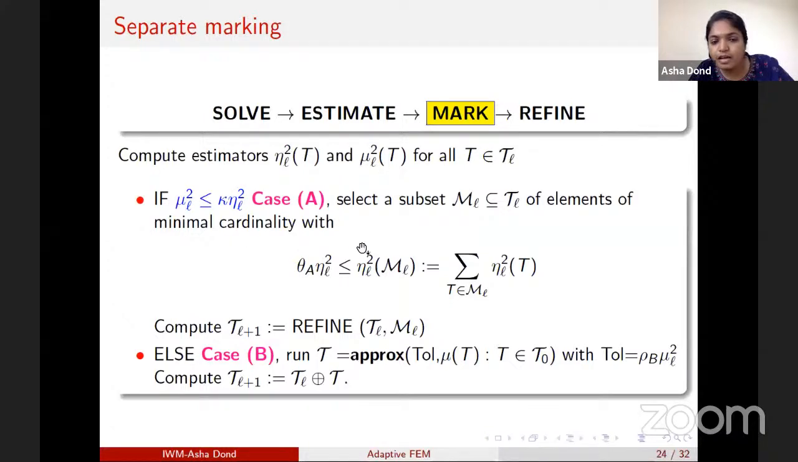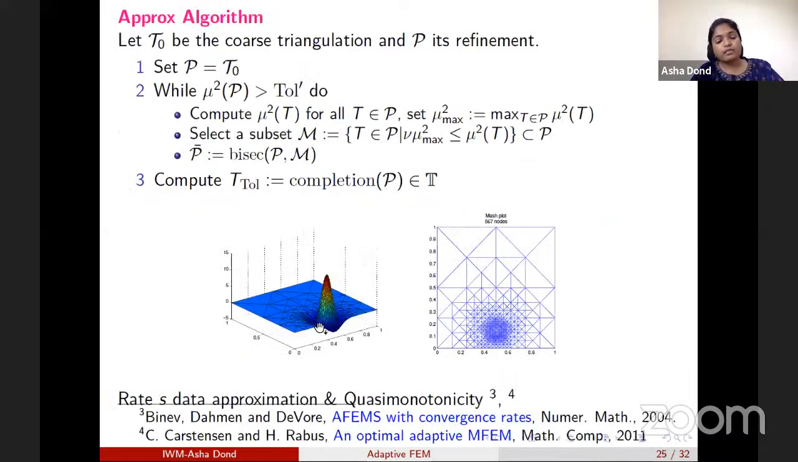If the estimator is large, then just refine according to the estimator. But if your data approximation is large, meaning your data is not properly approximated by the given mesh, then apply the approximation algorithm. For example, if we have a given f like this, then uniform refinement with a piecewise linear function will not give a good approximation. So we use the approximation algorithm to first approximate your data properly, and with that mesh, we can go for the adaptive algorithm.